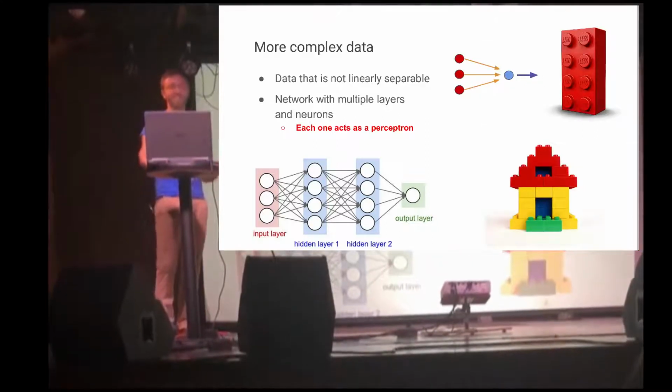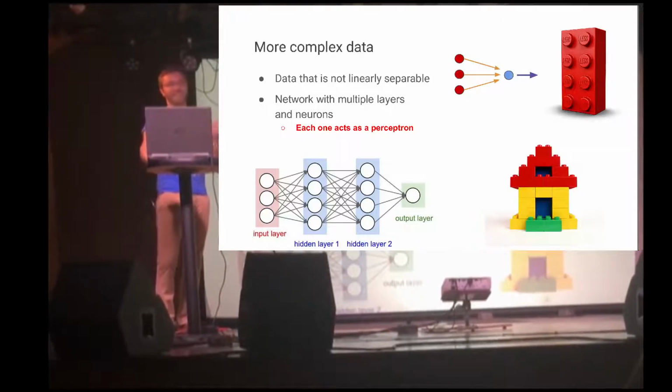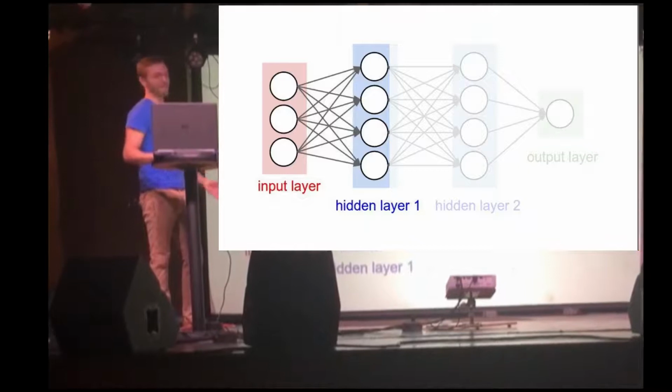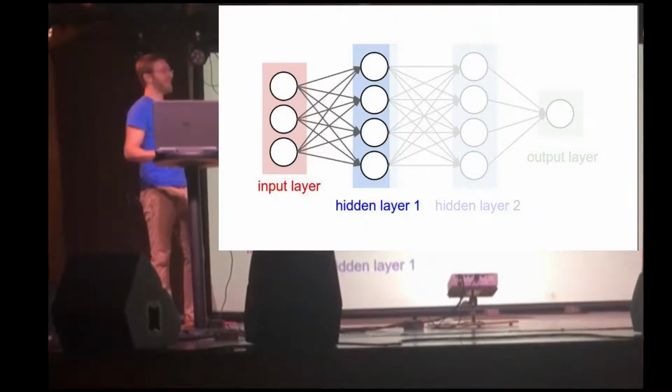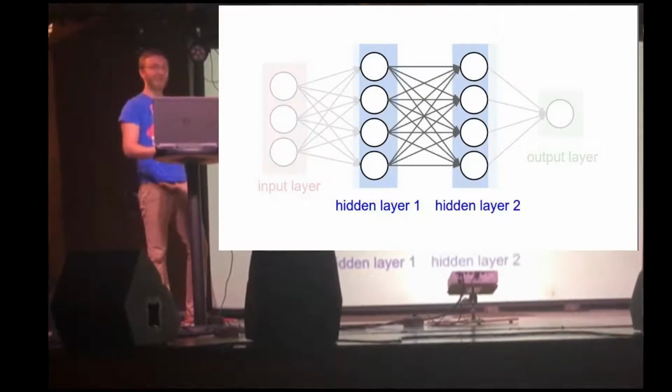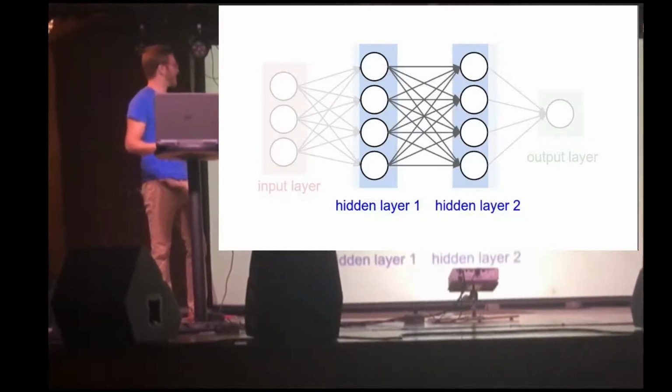Basically, you just build a network, like the perceptron is a piece of Lego, and you're just building them together in different layers. So what happens is you get your input layer, which passes its value to the first layer. The output of that layer becomes the input for the next layer. The output of that layer becomes the input for the next layer.